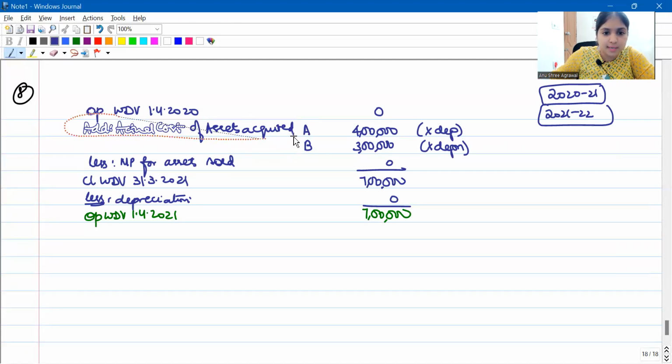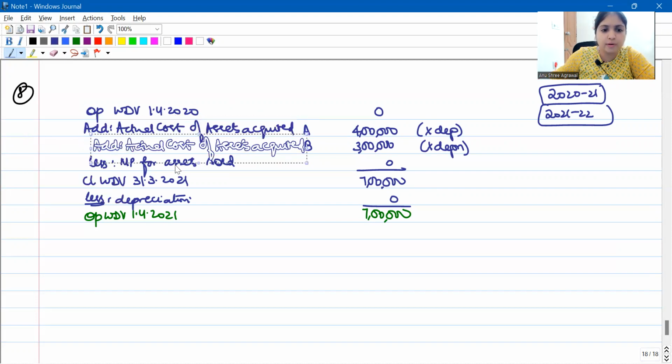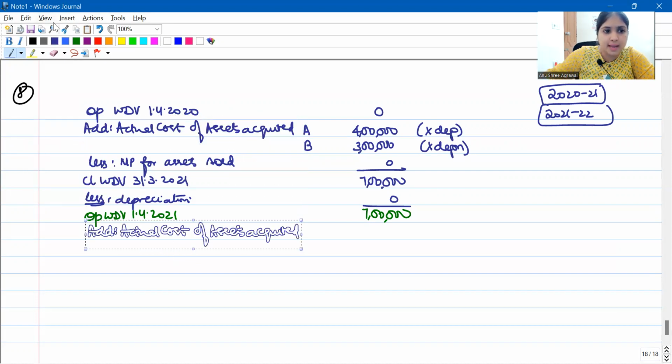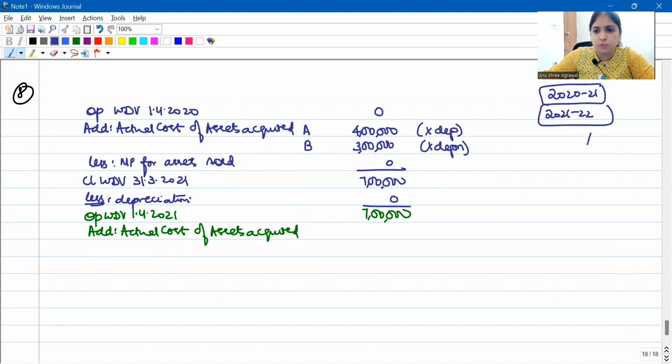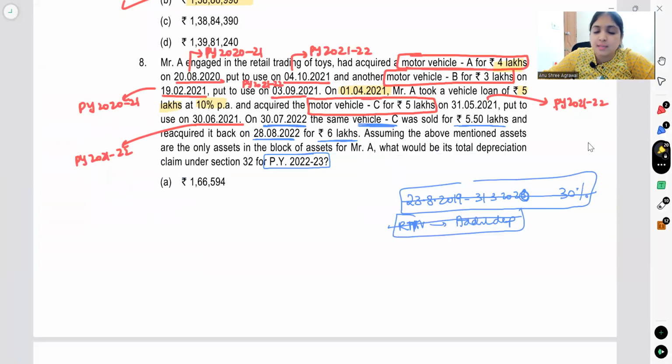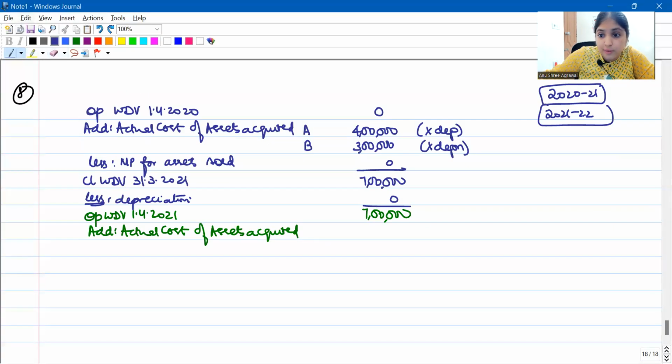Then what comes next? Add actual cost of assets acquired. Did we acquire any asset during the year? During the year as in 21-22, did we purchase any asset? Yes. On 1st April 2021, we took a loan and then we acquired motor vehicle C on 31st May 2021. So in 21-22, in this year, yes, we have purchased a vehicle. We have purchased vehicle C.